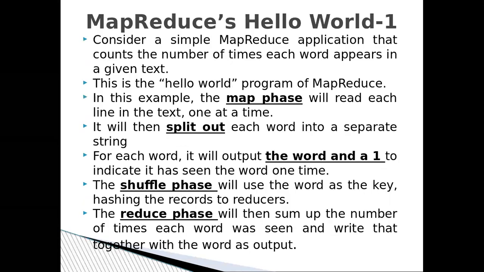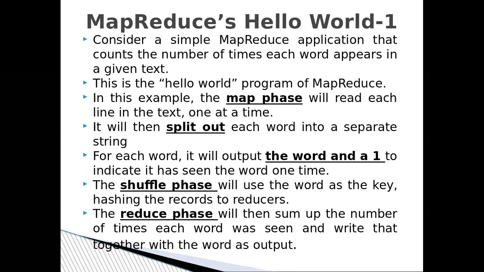To understand these three phases, map, shuffle, and reduce, we'll consider a simple MapReduce application that counts the number of times each word appears in a given text. So we have a text file and we need to count how many times each word occurs in it. This is also known as the hello world program of MapReduce. Like we have a hello world program in Java, this word count problem is considered the hello world of MapReduce.